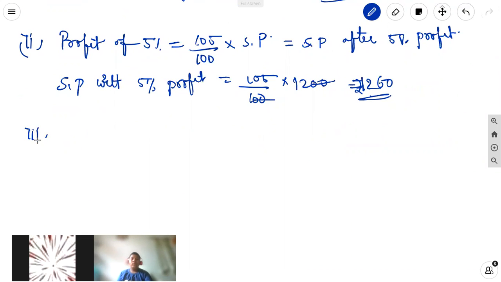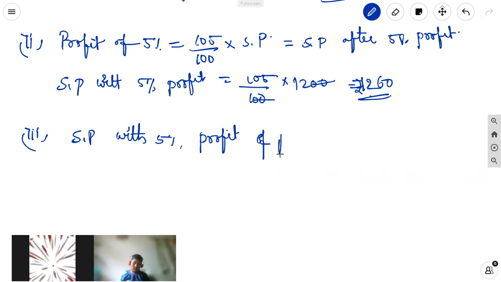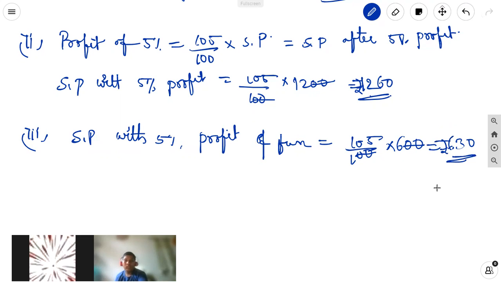Third one, selling price with 5% profit of the fan is equal to 105 by 100. Here 560 actual price and 60 rupees expense of the repair. Total getting the 600 rupees, the cost price. So 0, 0. 6 fives are 30, 6 ones are 6. 630 rupees is the selling price.